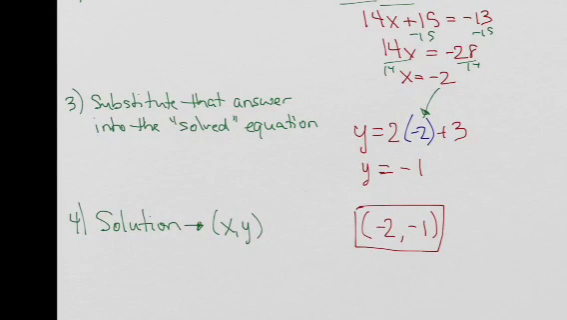And my final solution should be written properly in ordered pair form, with the negative 2, the x answer, first, and the negative 1, or y answer, listed second.